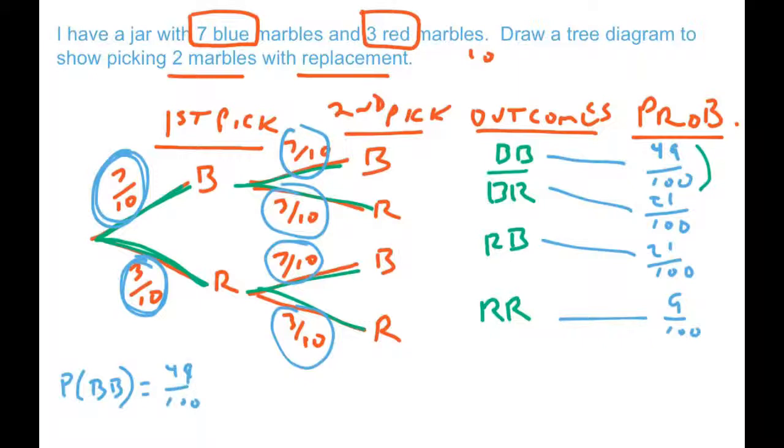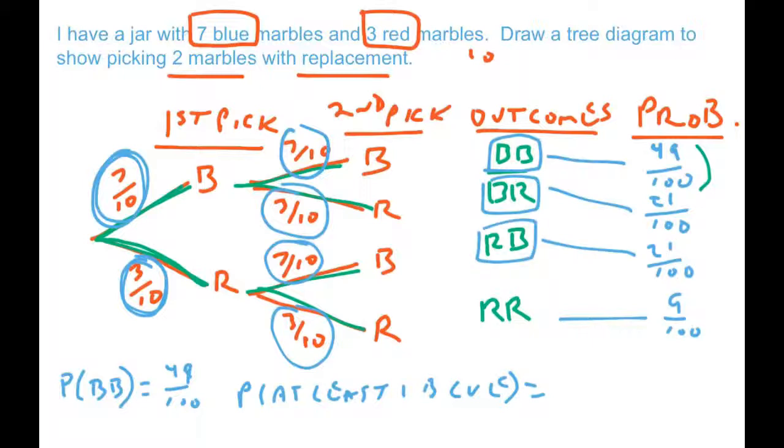Alright, then you might get some questions like, what's the probability you get at least 1 blue? Well, at least 1 blue would be blue, blue, that's at least 1. Blue, red, that's at least 1. And red, blue, that's at least 1. They all have at least 1 blue. So I would add these 3 probabilities up. 49 100ths, 21 100ths, 21 100ths. And I would get 91 100ths. Alright, and those are the kind of questions that you're going to see for probability. Alright, so that's tree diagram with replacement.